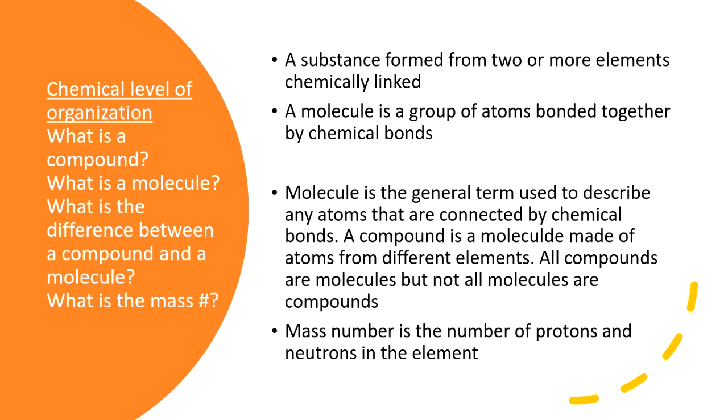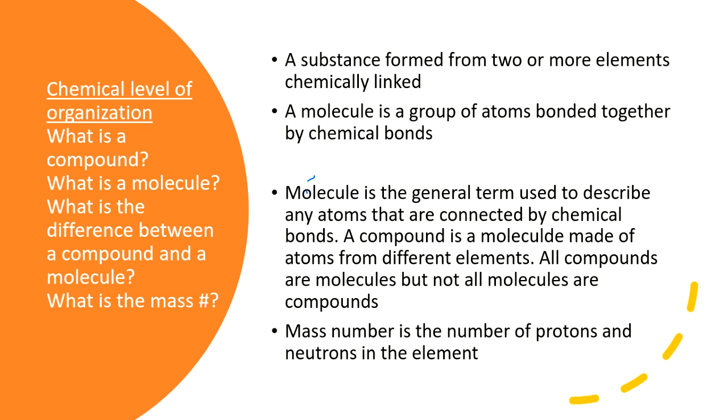All right, next we're getting into the chemical level of organization. So what is a compound? It is a substance formed from two or more elements chemically linked. What is a molecule? It is a group of atoms bonded together by chemical bonds. So the difference between them is this. A molecule is usually described as any atoms that are connected by chemical bonds. So it can be two oxygen atoms that make an oxygen molecule. Then a compound is a molecule made up of atoms from different elements. So that's the difference between a molecule and a compound. A molecule can be atoms from the same element or different elements, but a compound is atoms from different elements.